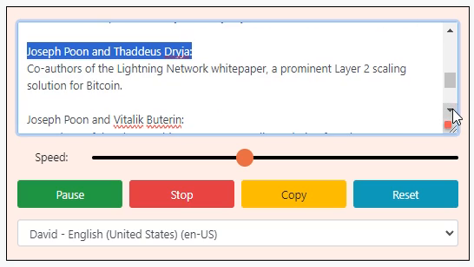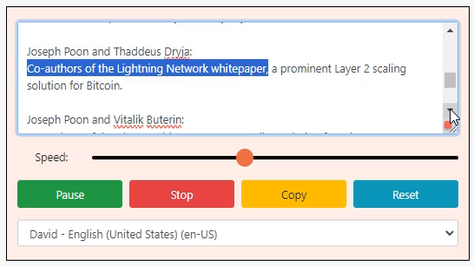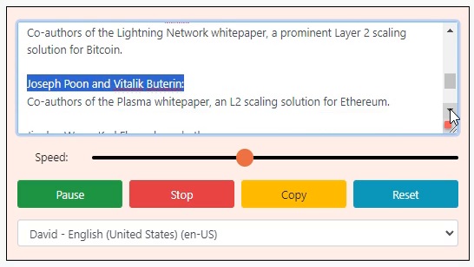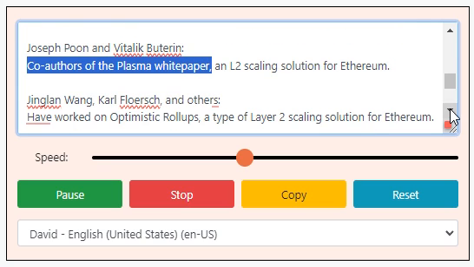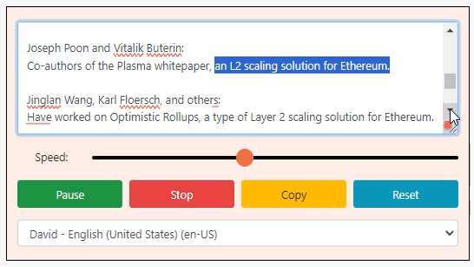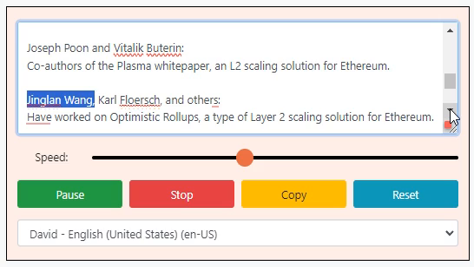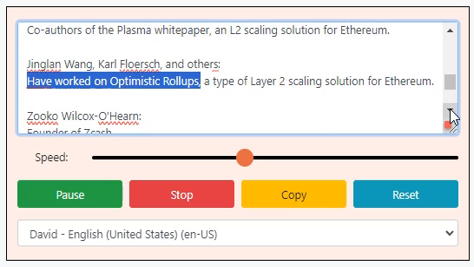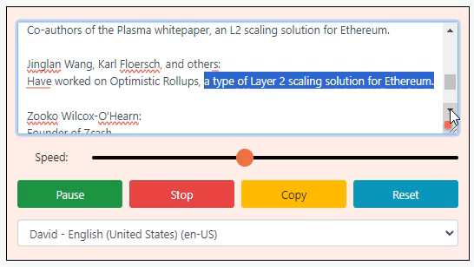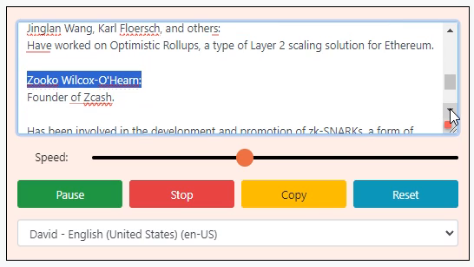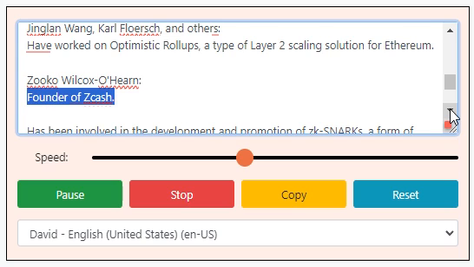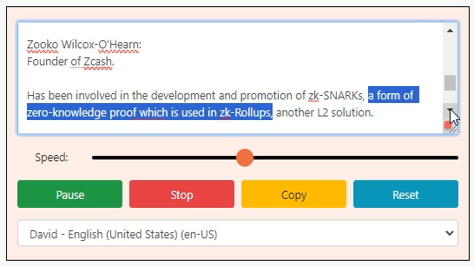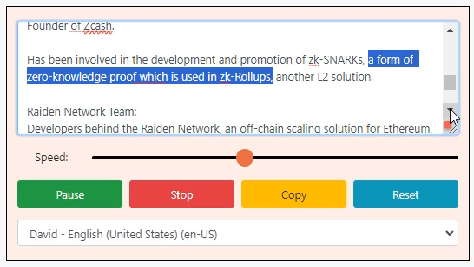Joseph Poon and Thaddeus Dryja, co-authors of the Lightning Network white paper, a prominent Layer 2 scaling solution for Bitcoin. Joseph Poon and Vitalik Buterin, co-authors of the Plasma white paper, an L2 scaling solution for Ethereum. Jinglin Wang, Carl Floersch, and others have worked on optimistic rollups, a type of Layer 2 scaling solution for Ethereum. Zooko Wilcox-O'Hearn, founder of Zcash, has been involved in the development and promotion of ZK-SNARKs, a form of zero-knowledge proof which is used in ZK rollups.